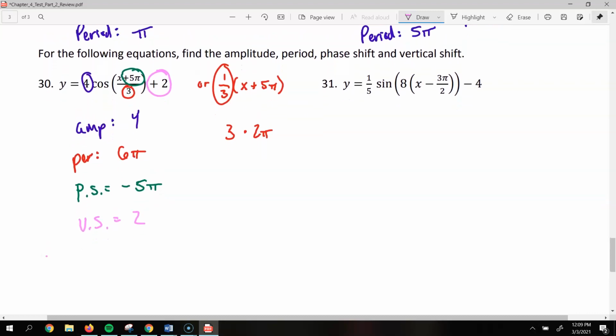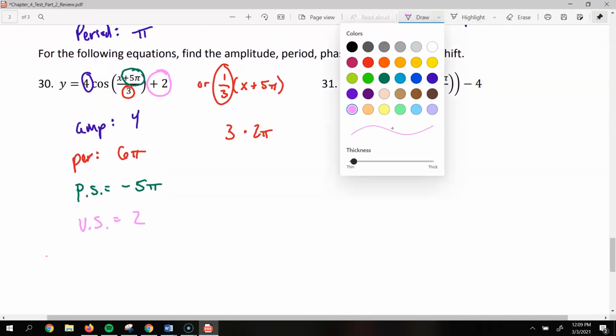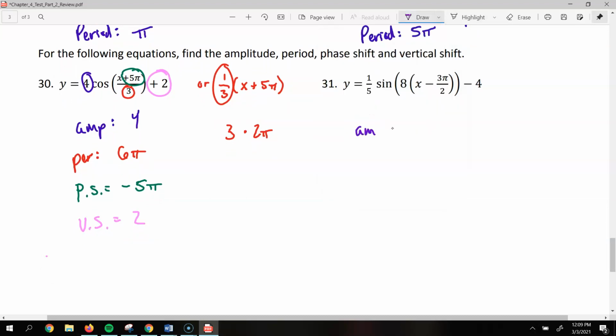All right, let's look at number 31. For number 31, let's start with the amplitude again. The amplitude is going to be whatever happens there. So that's just 1/5. The absolute value of 1/5 is just 1/5. The period, use red again. The period is where we're going to have to do the most work.